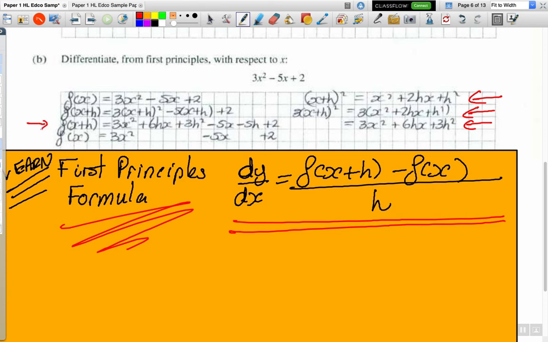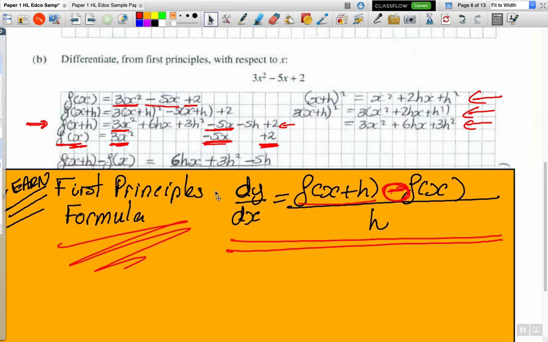Then when you've got to that point where you've expanded it all out, you start bringing the problem together. f of x plus h is already written down on this line here. You're going to be minusing f of x. So here you write down f of x. Now f of x is 3x squared, so I've written the 3x squared under the 3x squared. It's minus 5x, so I've written the minus 5x under the minus 5x. And it's plus 2, so I've written the plus 2 under the plus 2. Why did I do that? To make the minusing easier.